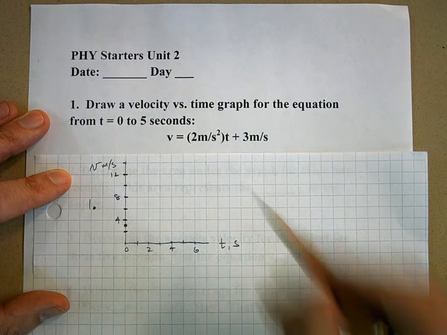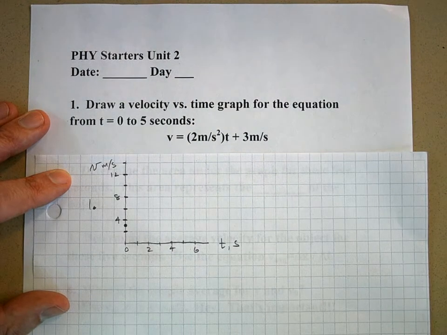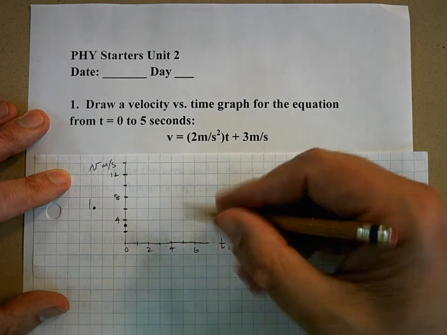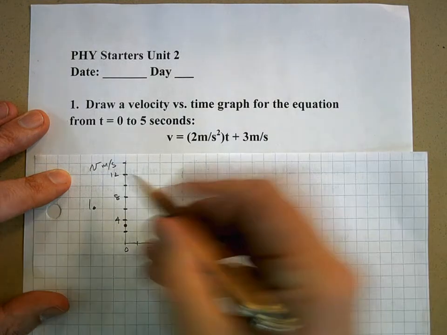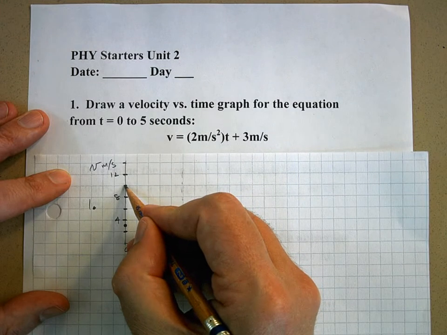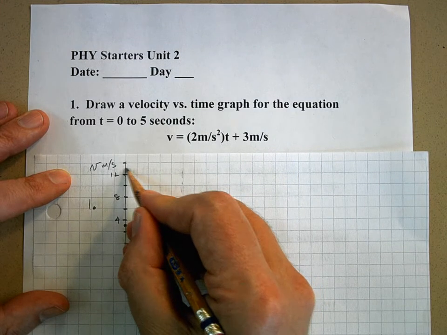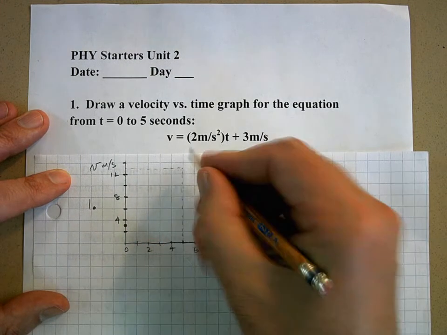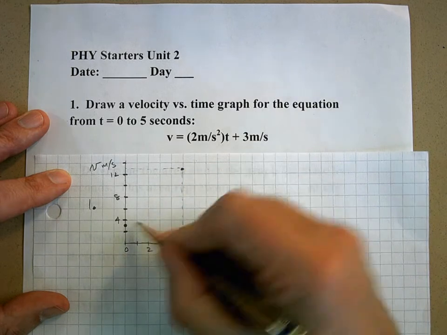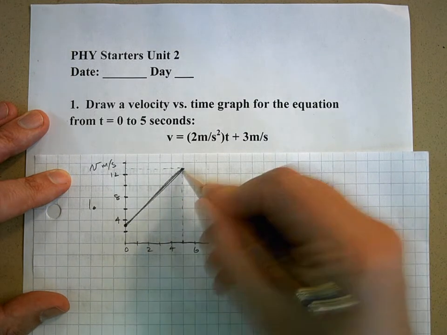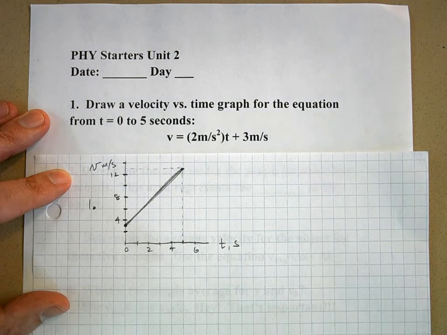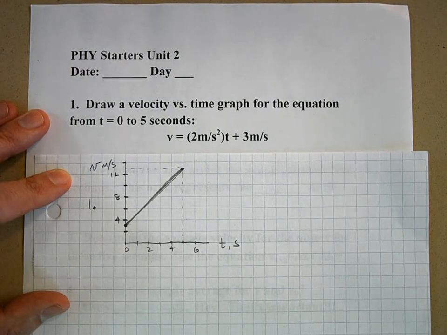Now, it says just to graph this equation from 0 to 5 seconds. So I know that at 5 seconds, I'll be at 13. So here's 5. So 13, here's 12, 10, 11, 12, 13 is right there in the middle. And all I got to do is connect these with a straight line. Because this is, after all, a linear equation.